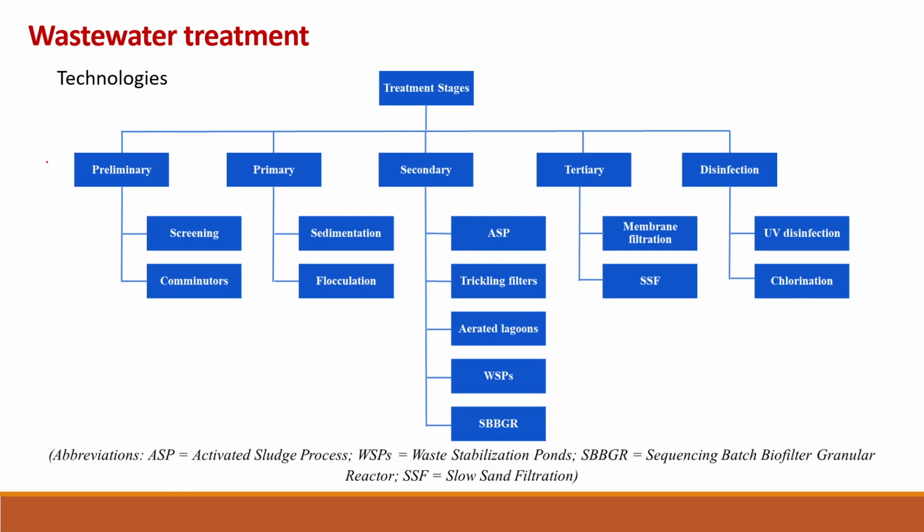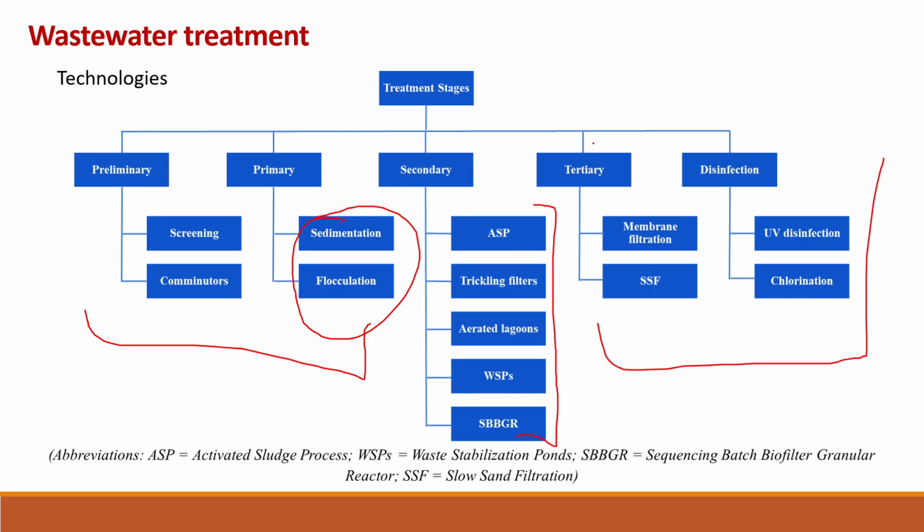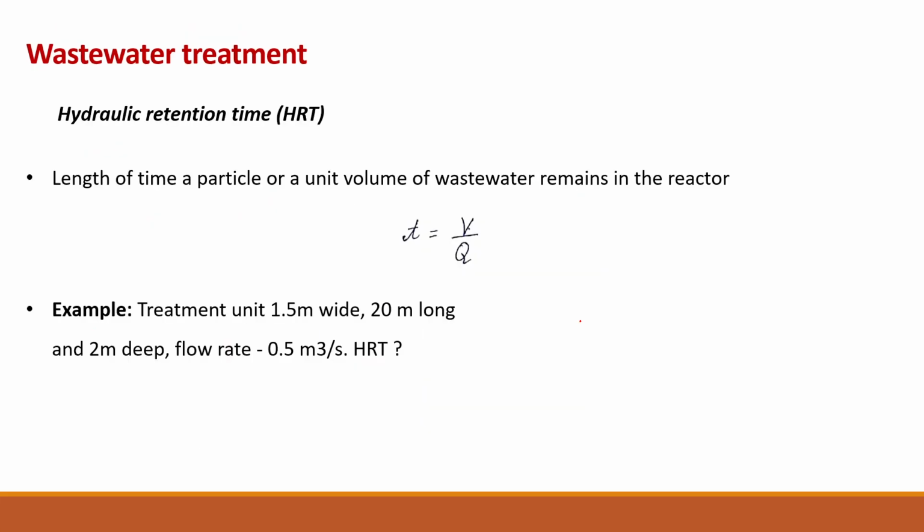So again, this represents different kinds of technologies. Usually in preliminary treatment, we have screening and comminutors. Then in primary, there is sedimentation or flocculation. In secondary, there are different kinds of treatment stages. Preliminary, primary, tertiary and disinfection are more or less the same, with less variety of technologies available. In secondary, we have a lot of options like the activated sludge process, trickling filter, wastewater stabilization ponds, or batch granular reactors. So depending upon your requirement and the type of wastewater, the plants employ different types of processes, right?